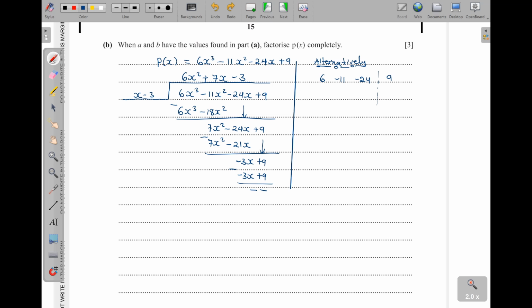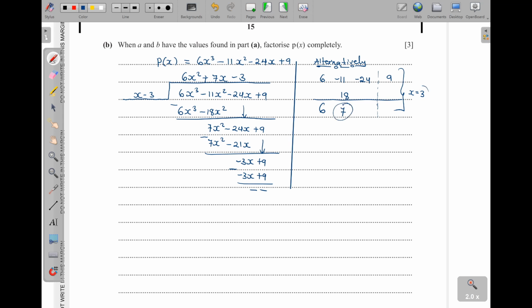Okay. Now, we are using x is equal to 3. So I write it here, x is equal to 3. Then I put a line here, and then slide this 6 down here. Now you say 6 times 3, you get 18. So you write it down here, below the second one. Now you add these 2. When you add those ones, you get a 7.